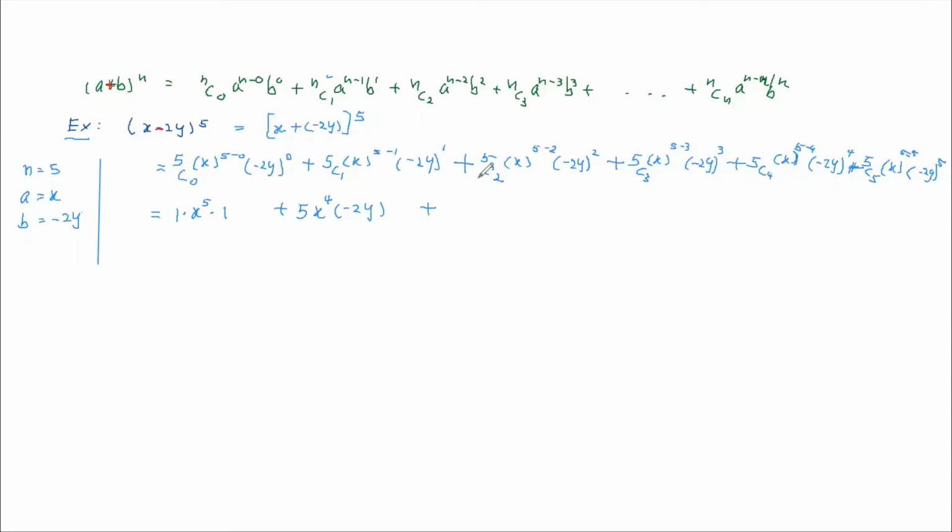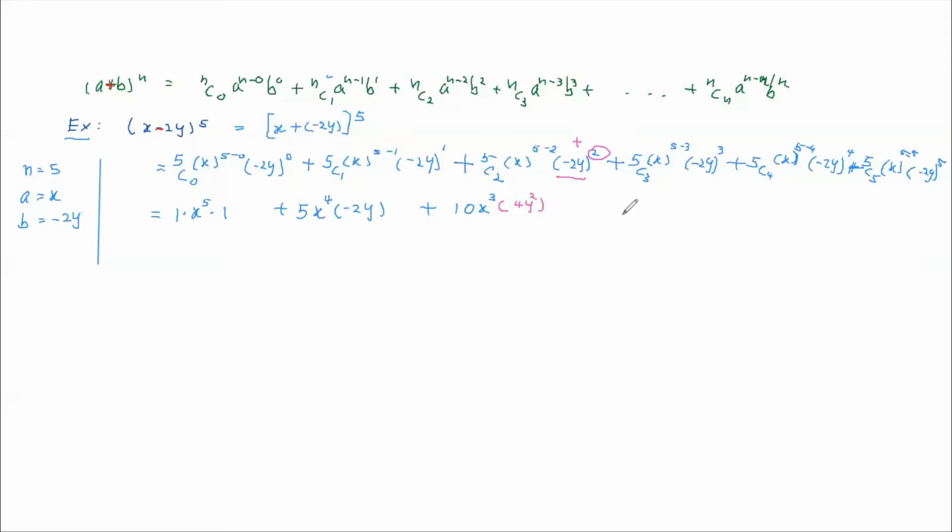Plus right now this one, 5C2. You can use a calculator. So this one becomes 10. And this is x power 3. And again this one, take a look. Don't forget, it has to be 2 power 2 times y power 2. But because of this index, the even number, the sign must come out with a plus sign. So here we have plus 4y power 2.